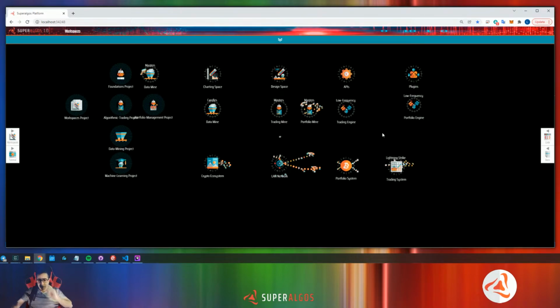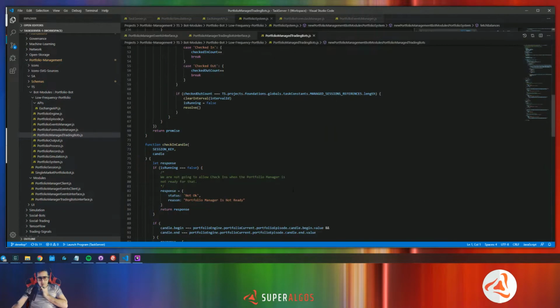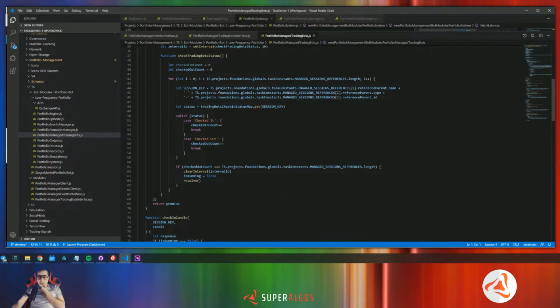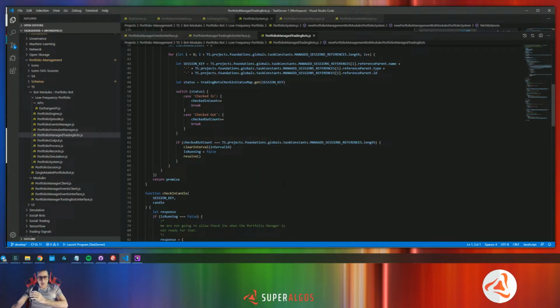Okay, so now that we have the portfolio engine upgraded, the next thing to do is to think, how are we going to deal with this information? So let's go to the code. Here on this side, we have the different messages that we receive from the trading bot, okay?